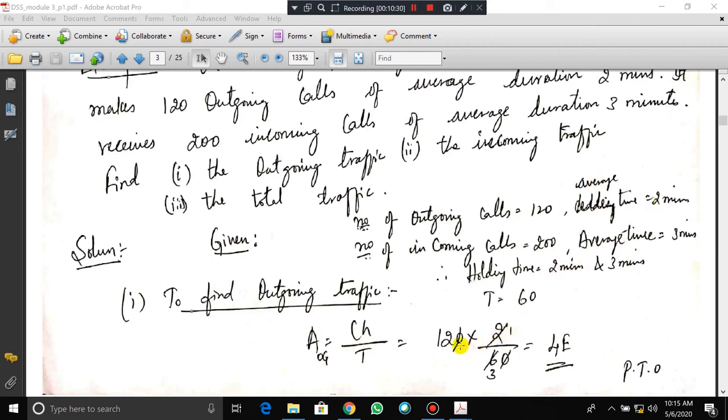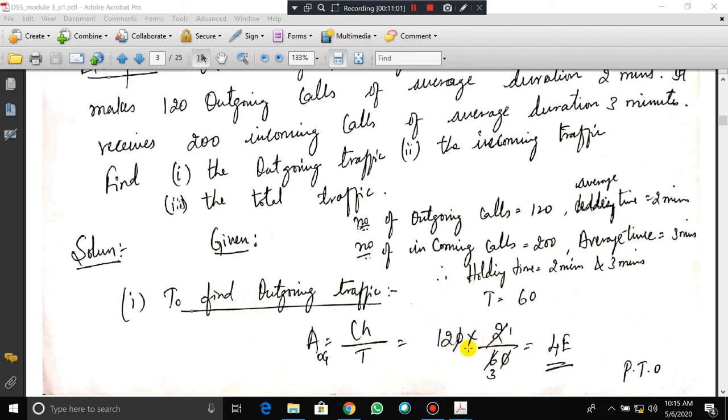So C is 120, so time is 60. So we have 120 outgoing calls, 2 divided by 60, T is 60 we know. So 0 0 cancel, 2 ones are 2, 3 fours are 12, so it is 4 Erlangs. So outgoing traffic, that is A of OG, is equal to 4 Erlangs. Okay, very simple one. Only thing is you need to find this, it will be easy.